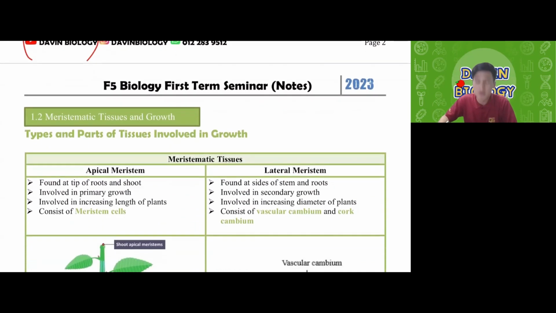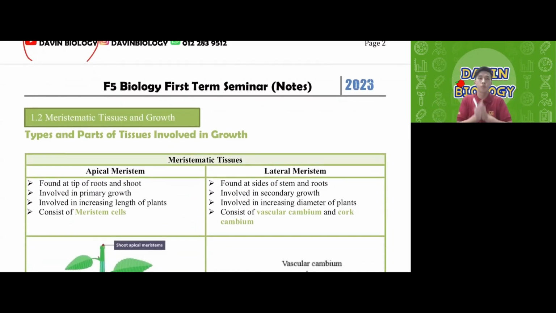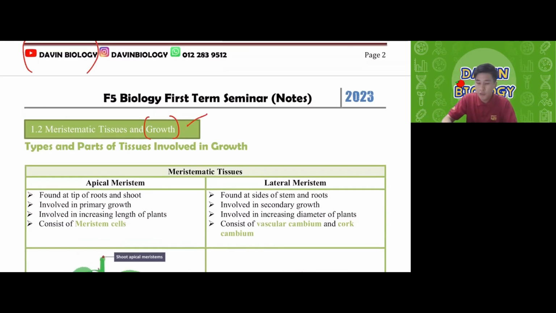Then, okay, we start with 1.2, meristematic tissues and growth. So let's talk about growth first. I'll explain what meristematic tissues are if you don't know. So for growth, there are basically 2 types you're going to learn. Number one is called primary growth. Another one is called secondary growth. It means basically first growth, second growth.